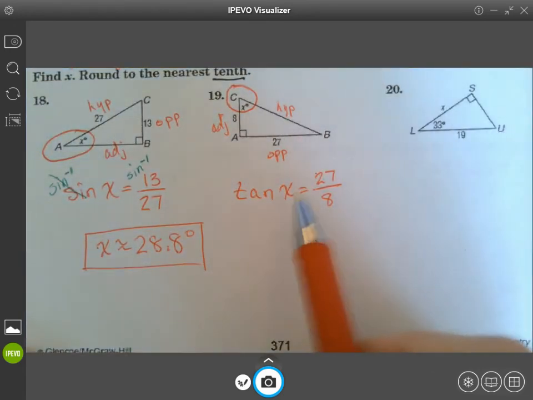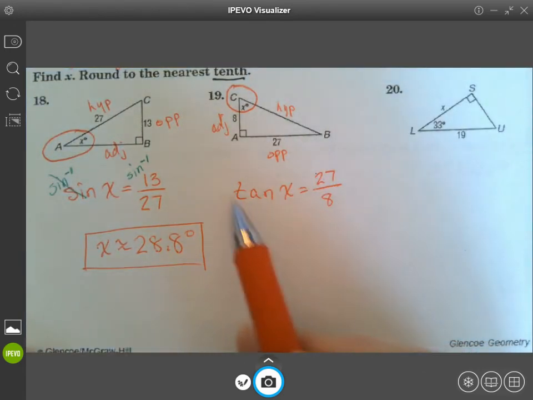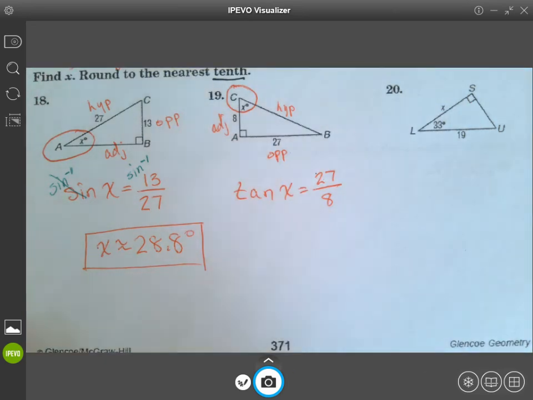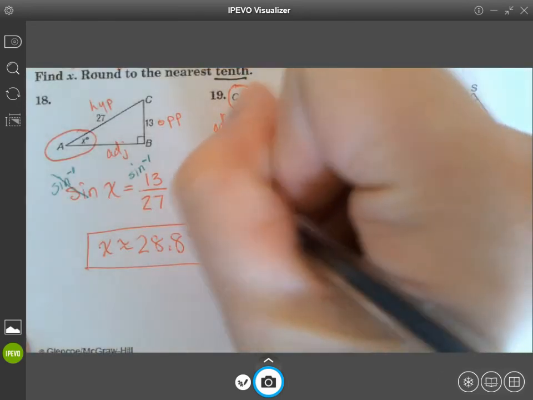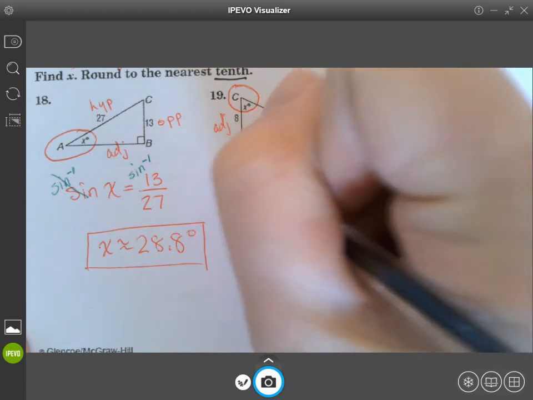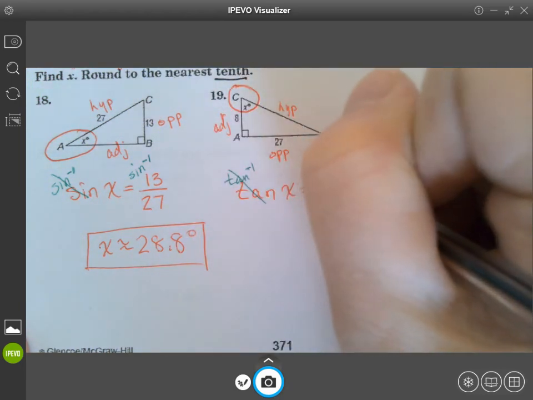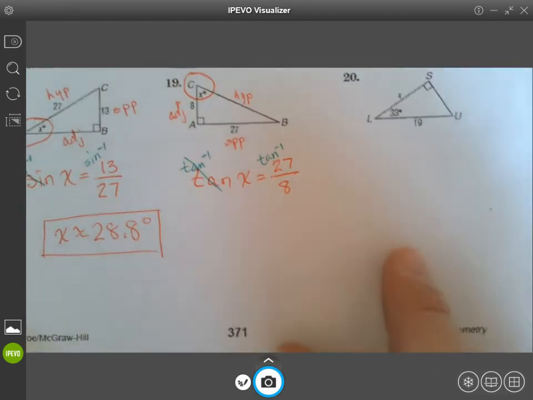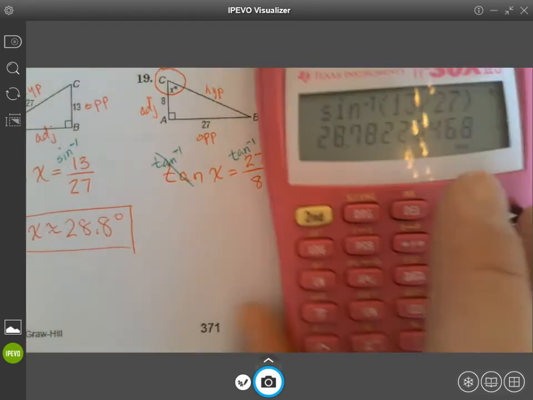So again, I am looking for a missing angle. I'm trying to get rid of the tangent. So if this was multiplication, I would divide. Since this is a tangent, I'm going to do the opposite inverse operation, which is inverse tangent. So that's where we're using that. Just like taking a square root cancels out a square. All right, so type this in your calculator.